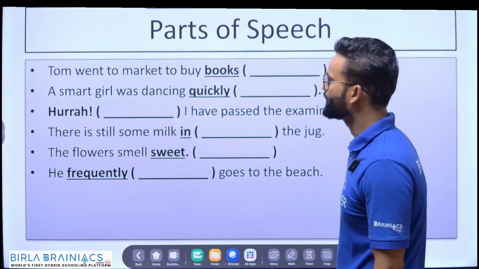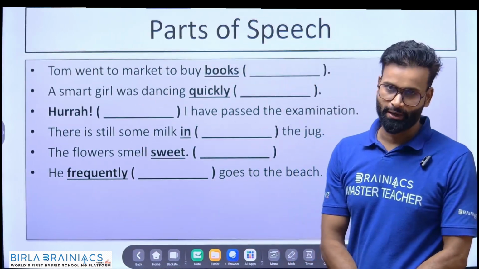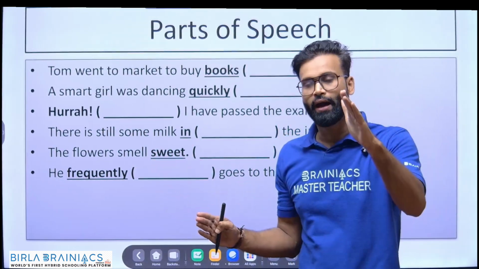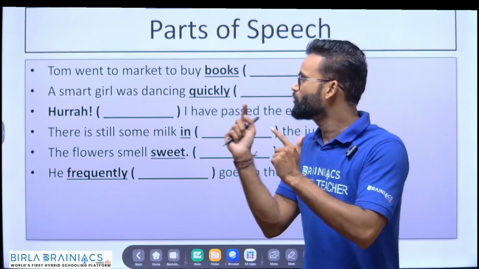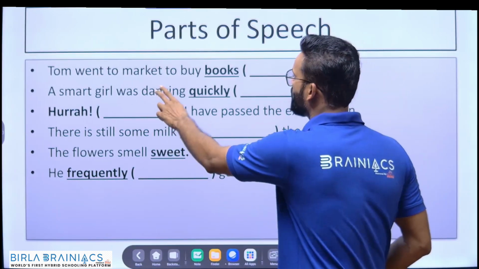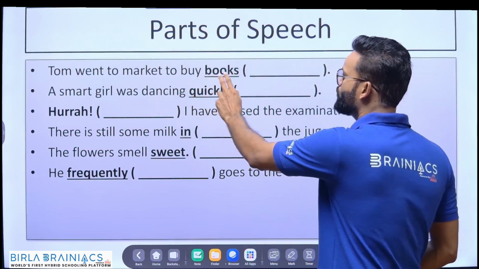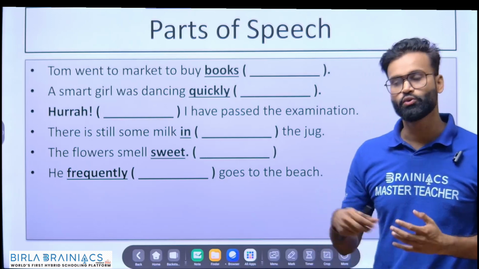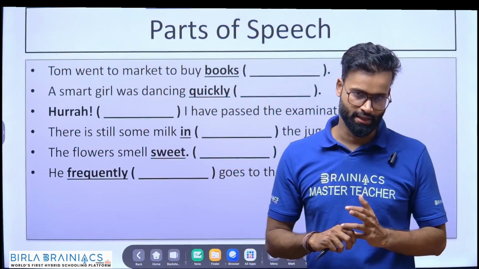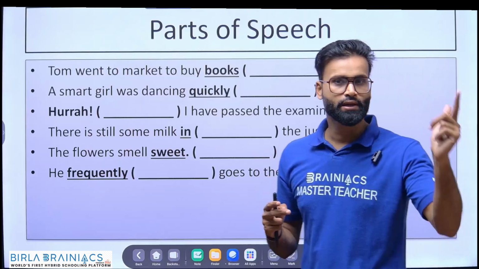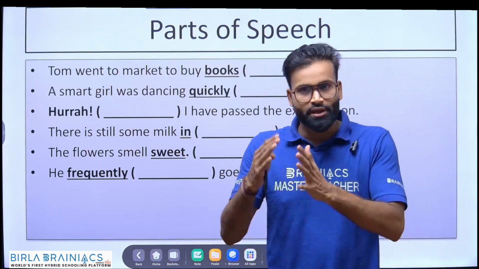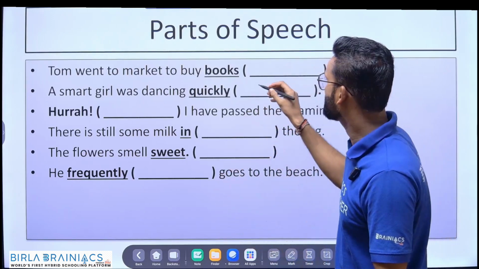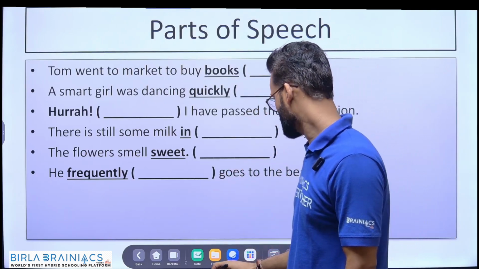Now we have some more examples of questions, but this time options are not given. You have to use your mind and then you are supposed to answer. Question number one. Tom went to market to buy books. The word underlined here is books. You are supposed to tell which part of speech it is. Books. I told you clearly in the previous video, book is a naming word. Anything which is a name, that is a noun. What you will write here is a noun.